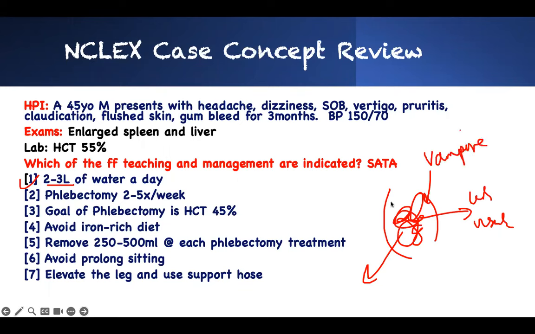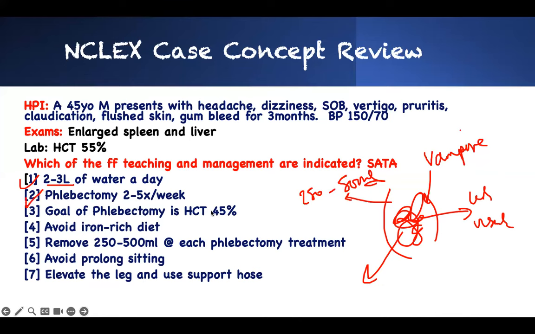Basically, you go to the lab, and we draw about 250 to 500 ml each time. Some people go 3 times a week. That's why I say 2 to 5. Some people go twice a week. Some people, depending on their blood level, everybody is different. Some people have to go every day. So 5 times a week, not the 7 days. And so this is what we do.